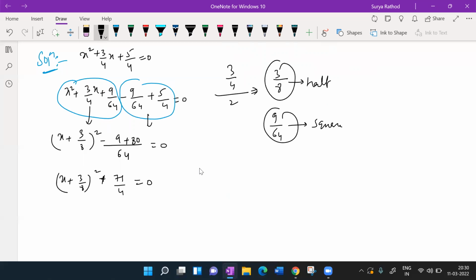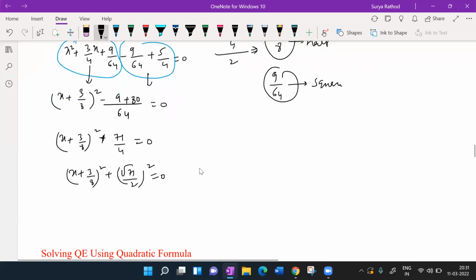So now this can be written as what? 3 by 8 whole square plus root 71 by 2 whole square. Am I correct? Understood my point? Now here it is looking like a square plus b square. The a square plus b square formula is what? a plus b whole square minus 2ab or plus 2ab. Can I write a plus b whole square is equal to a square plus b square plus 2ab? From this I got this.